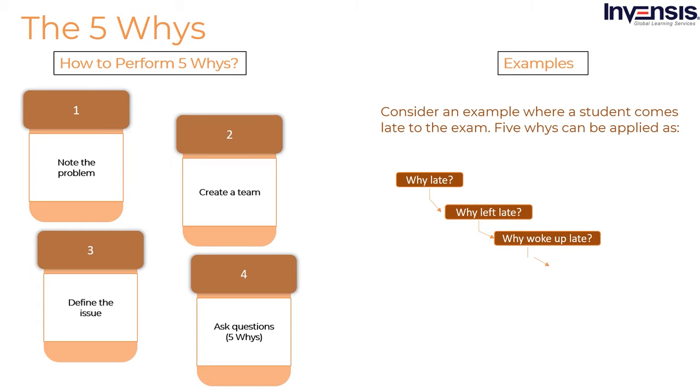The next question is, why did you forget to keep an alarm? The reason would be, I was busy reading for the exam. The last why is, why were you busy reading? The reason is exam pressure. So, just by asking these five whys, you can find the root of the problem caused.